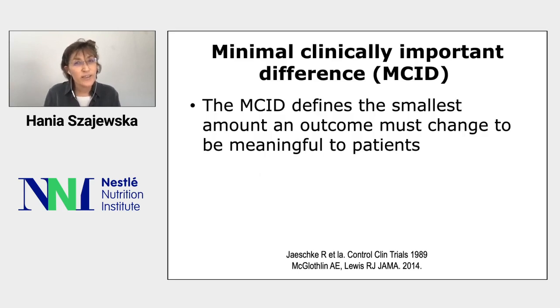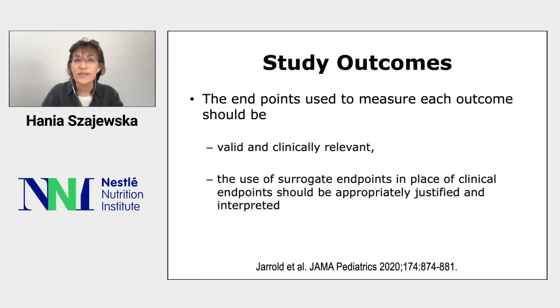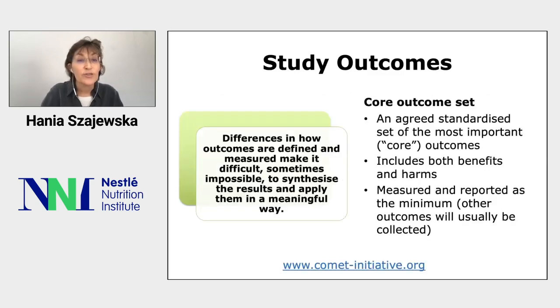Think of regurgitation. What is important for us as physicians? One regurgitation per day makes a difference. Or what is important for parents? They may be different. So the minimal clinically important difference has to be established prior to the start of the study. And finally, study outcome. The endpoints used to measure each outcome should be valid and clinically relevant. The use of surrogate endpoints in place of clinical endpoints should be appropriately justified and interpreted. But there are some issues.